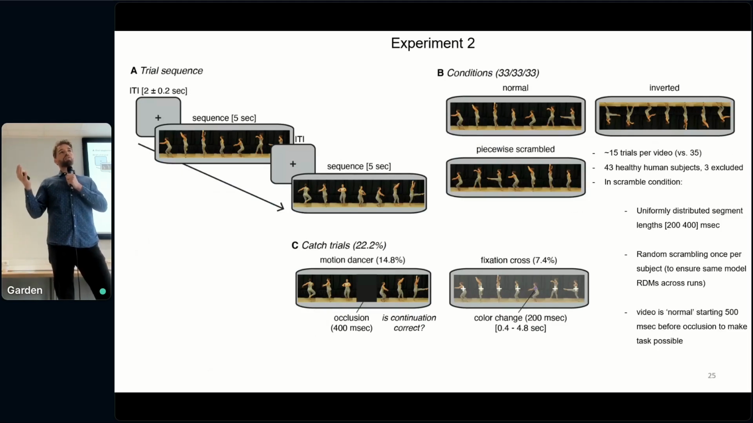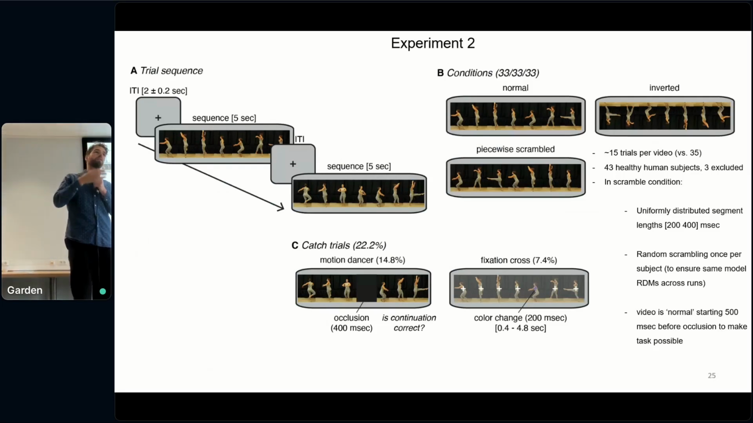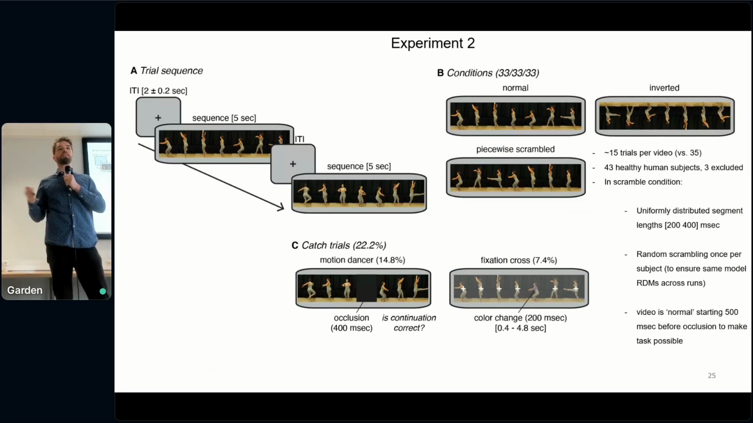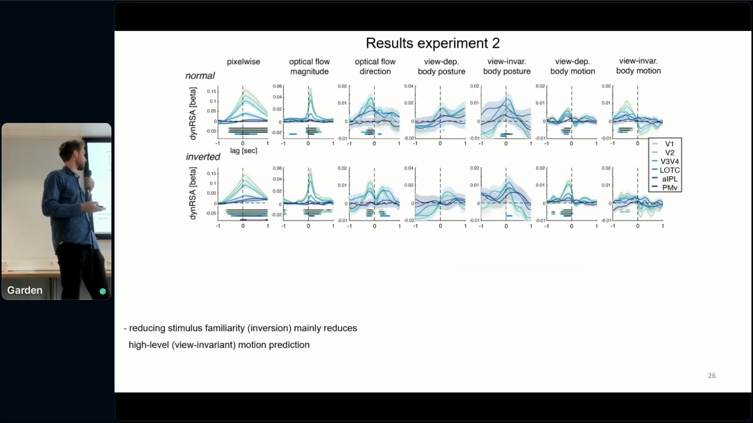This is also shown in other studies that don't look at prediction, but just look at processing, and they show that it's much harder to process this and have a view-invariant representation. Okay, so let's look at the results.